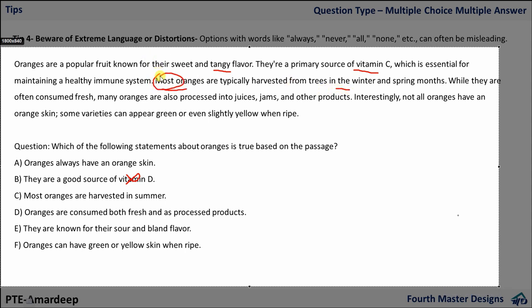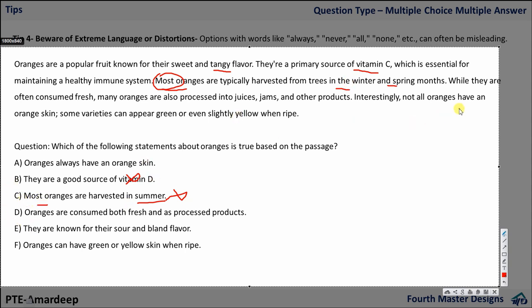Most oranges are typically harvested from trees in the winter. Most in the winter. Fine. So winter and spring. Maybe some or few in other seasons also, in other months also, maybe summer, maybe autumn. So what the option is, option we are having, most are harvested in summer. Totally incorrect. Well, only few or some are harvested in summer, mostly in winter.